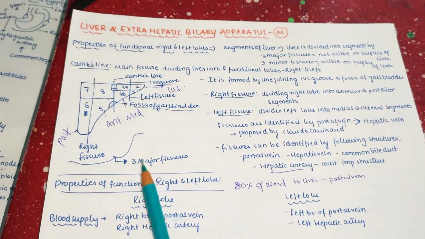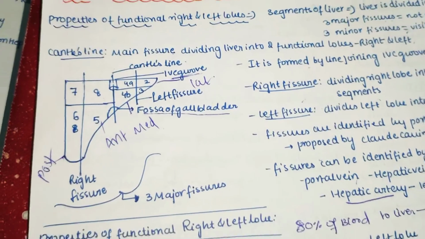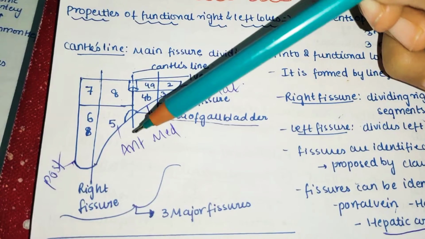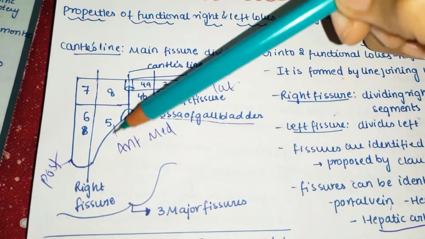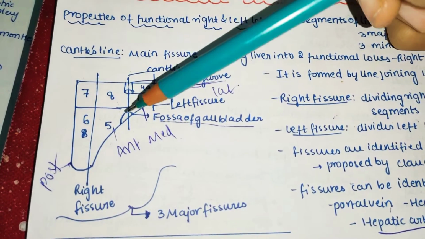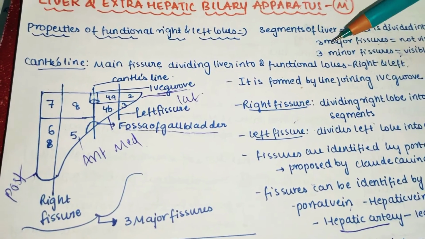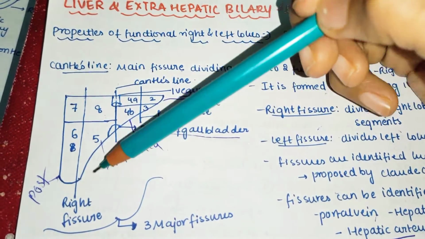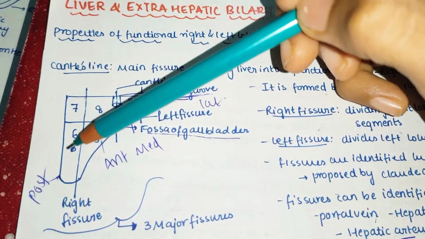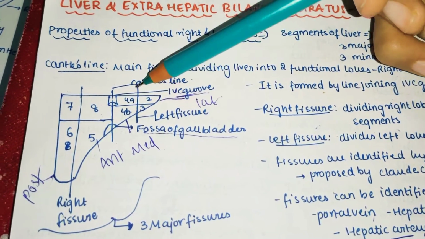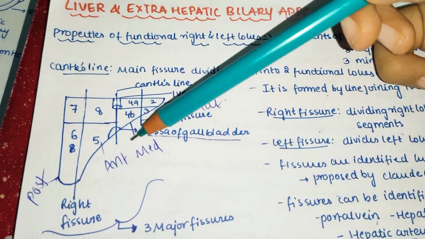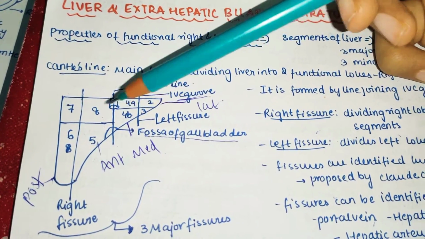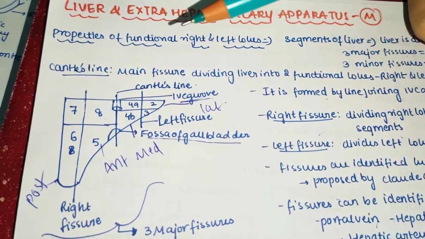Once we understand this diagram clearly, you can see here the first one is Cantlie's line, which divides the liver into right lobe and left lobe. This is the one major fissure. The second major fissure is the right fissure, which divides the right lobe into anterior and posterior lobes. And this is the left fissure, which divides the left lobe into the lateral and medial lobes. So you can see 1 2 3, these are the three major fissures.